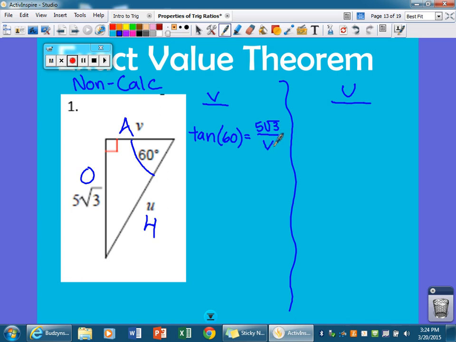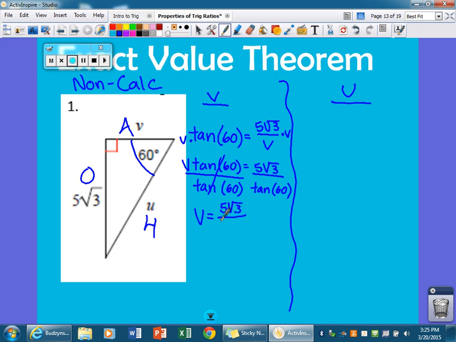Now you guys already know how to do all this. You know how to solve for B. All you're doing is getting B by itself, just like our other problems. Times B on both sides. So I have B tan of 60 equals 5 square root of 3. Divide by tan 60. So I'm left with B equals 5 square root of 3 over tan 60.